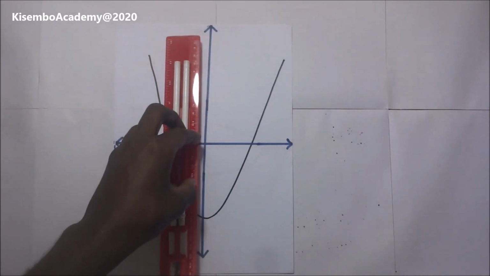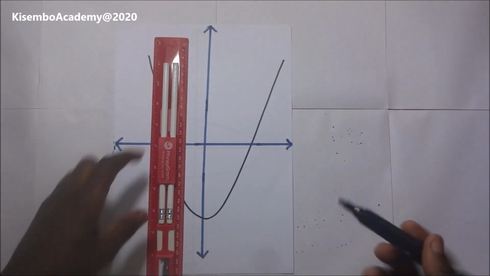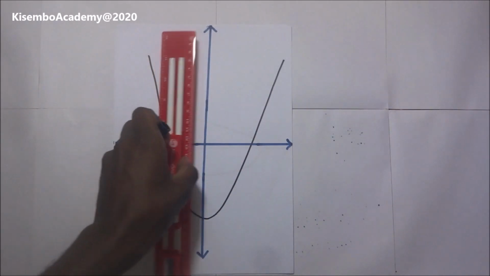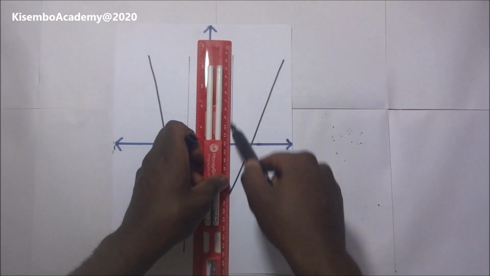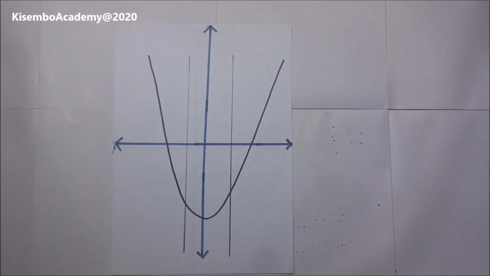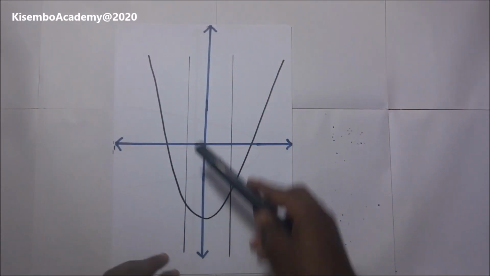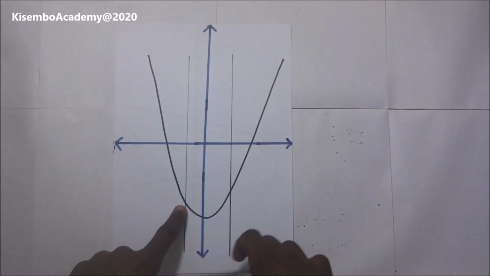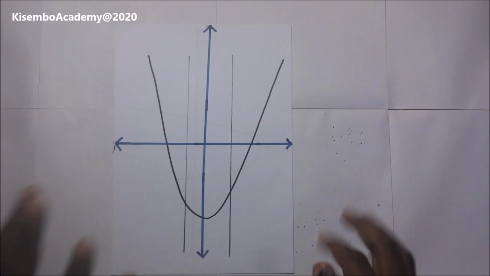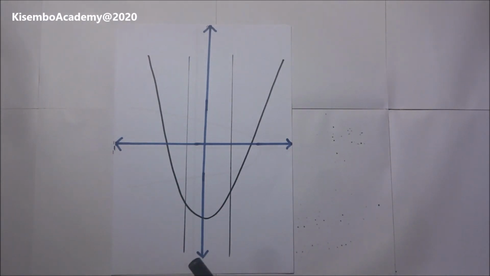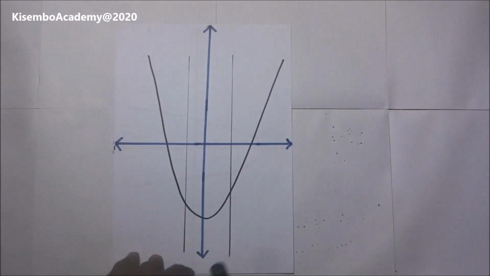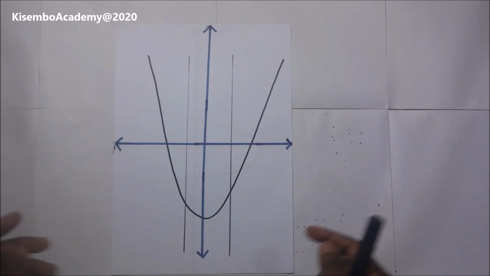So we shall draw a vertical line right there. Anywhere we draw it, we realized that the line crossed this quadratic graph exactly once. Even this one, it crossed exactly once. So what does that mean? It means that this quadratic graph is a function, because using the vertical line test, it is crossing exactly once. Let's look at another graph.